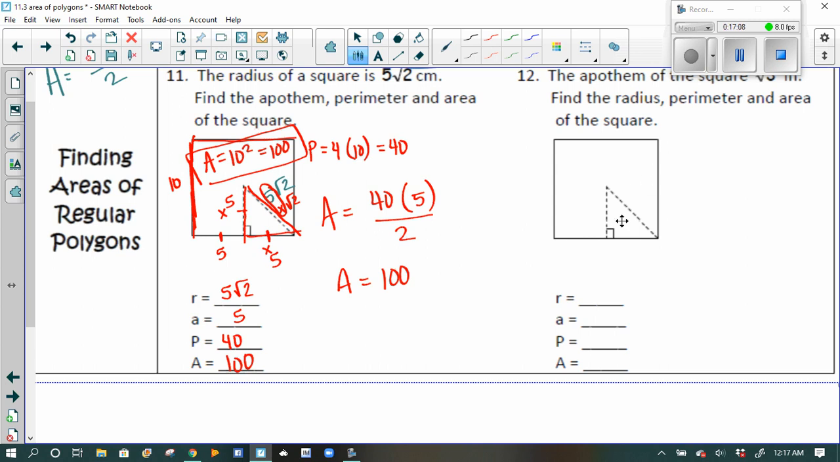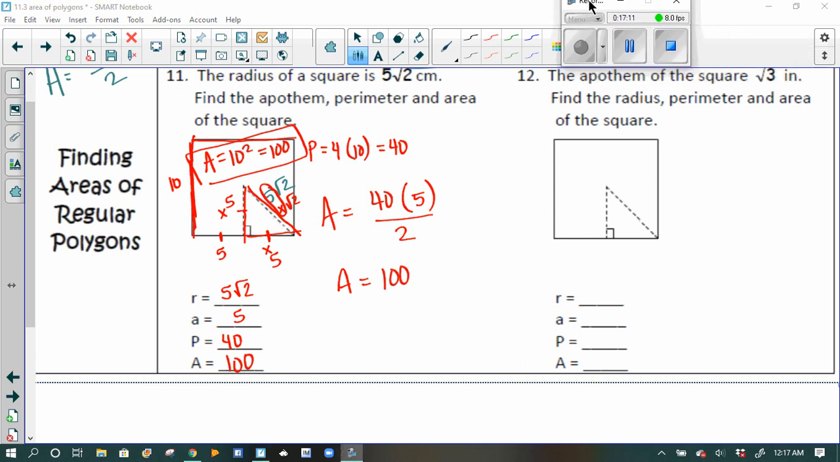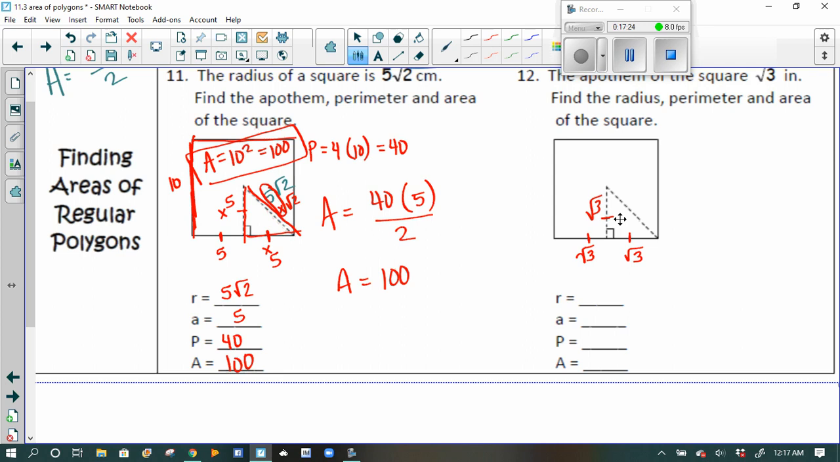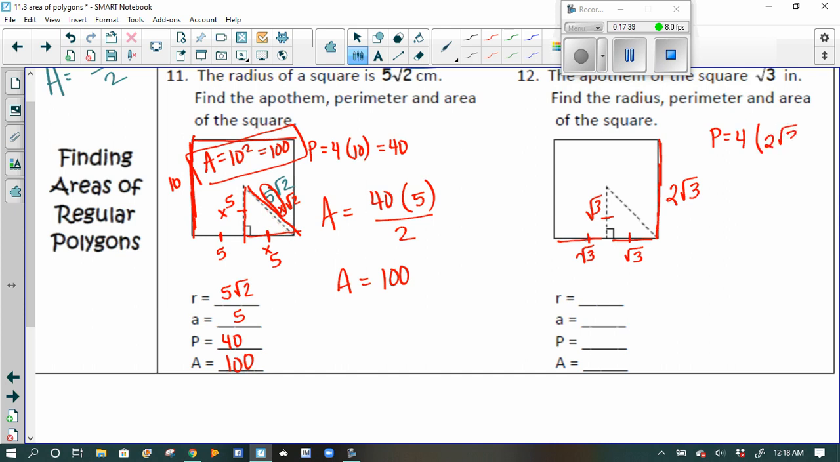Okay, so same thing here. So just so we can practice, the apothem is the square root of 3. So remember, this piece and this piece are all the same. And this is every square, okay? So if this is square root of 3 and this is square root of 3, then that means the whole side is 2 square root of 3. So that means the perimeter is 4 sides. Each side is 2 square root of 3. So the perimeter is 8 square root of 3.